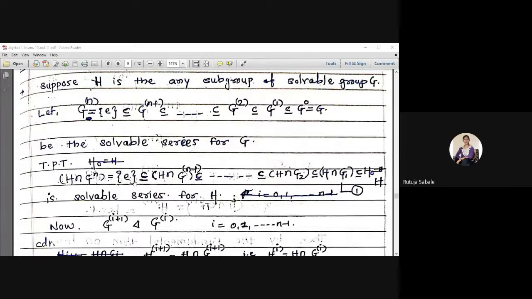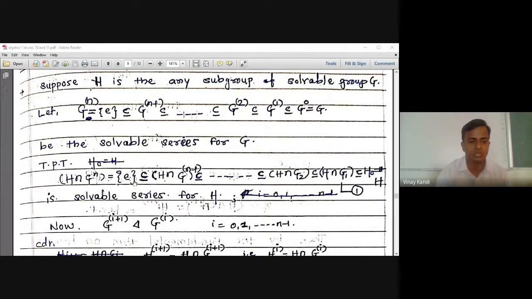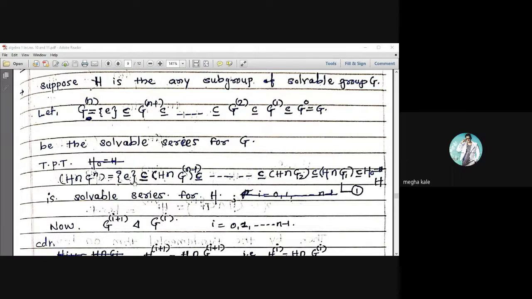Is it a subgroup of H, G raised to n, H intersection? Yes, sir. Why? Because it is singleton E, and singleton E is a subgroup of any group. Okay, here it is singleton E, that is fine.